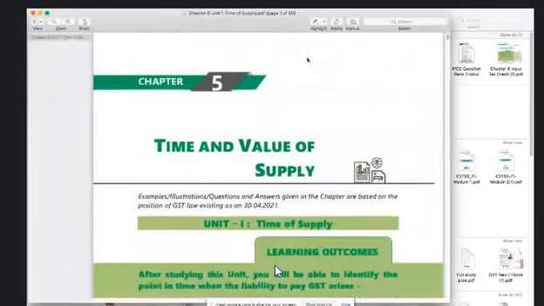The next chapter is time of supply and value of supply. Time of supply deals with when the tax should be paid. When the liability to pay the tax arises, that we have to see, and based on that, the tax has to be paid. In that we have seen when the invoice should be raised, what is the last date for raising the invoice, all those details. And value of supply deals with the value at which the tax should be paid, to find out the taxable value of supply.